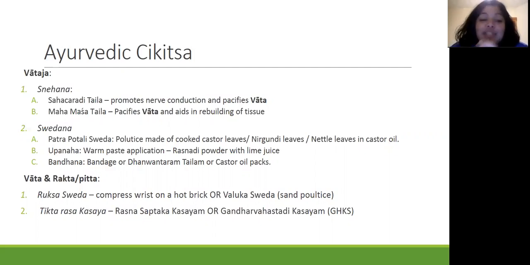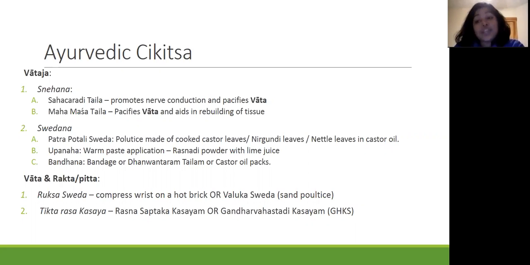Okay, other option for doing swedana or for inducing heat. You can actually bandage. This is bandhana, means to bandage. This is very similar to the wrist splint, but the only difference here is we're using it with herbs that are vata pacifying. So apart from just bandaging the area, bandaging does help because it helps to compress vata. And vata does tend to respond quite well to compression if it is moving excessively. So it can help to cause that compression.